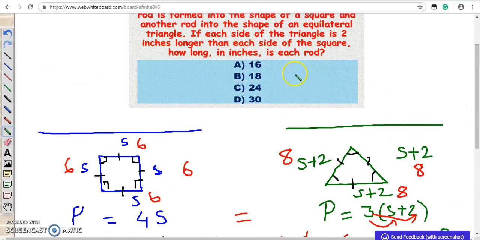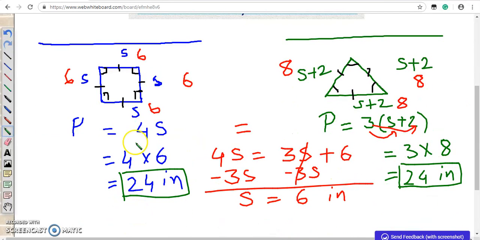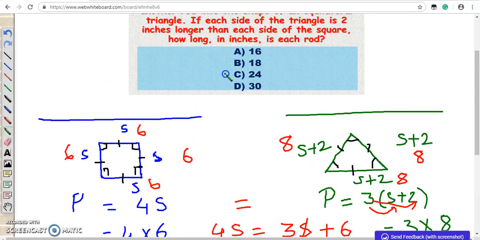Let us find the right answer. A is 16, which is not. B is 18, which is not. C is 24, that is what we have found. The perimeter of the square is 24 and the perimeter of the triangle is also 24, and the perimeter corresponds to the length of each rod, and they are equal in size. So we can say that C is the correct answer.